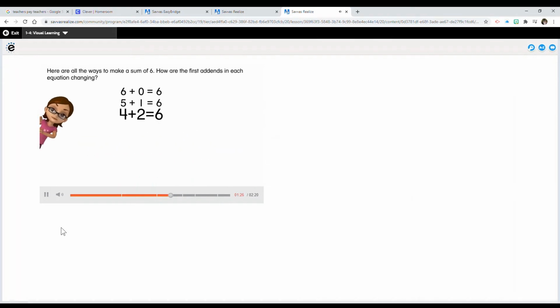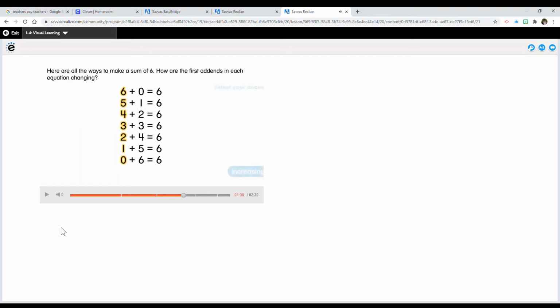Here are all the ways to make a sum of 6. What pattern do you see? How are the first addends in each equation changing? Select your answer. The first addends are decreasing by 1 in each equation.